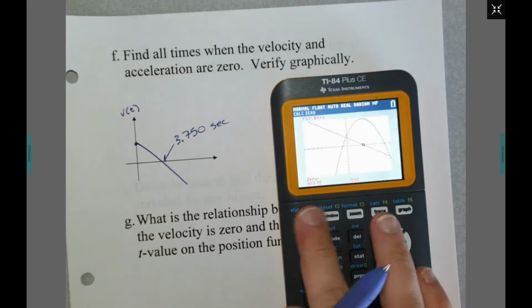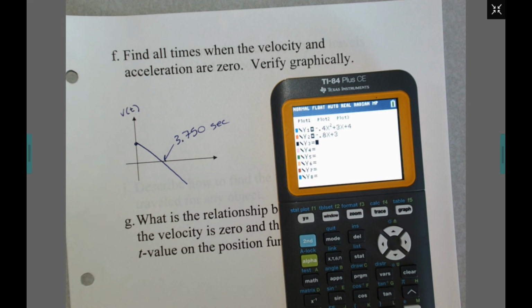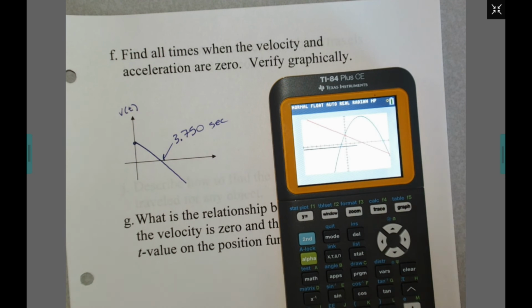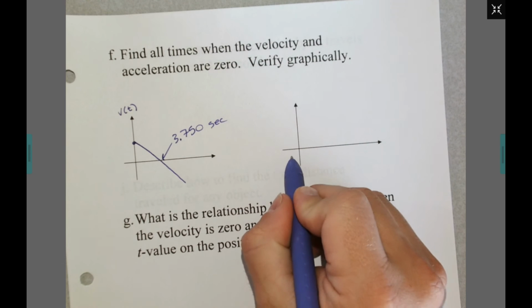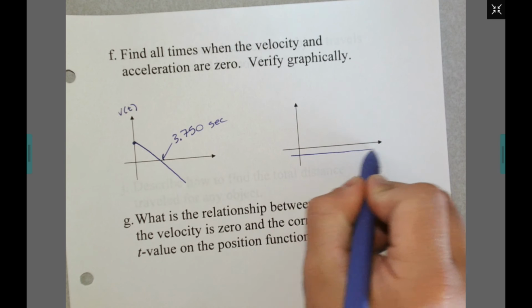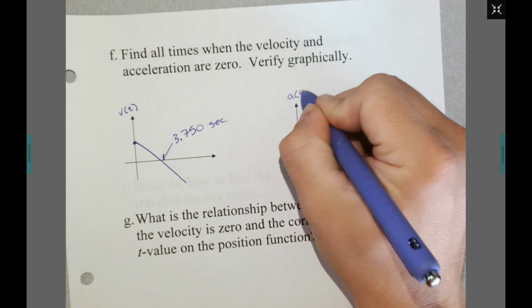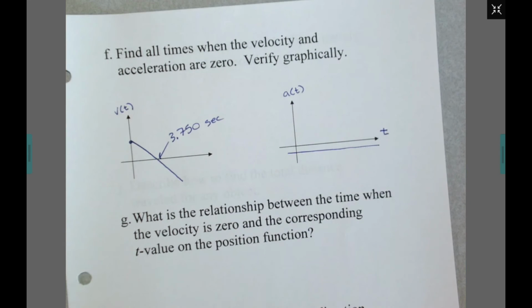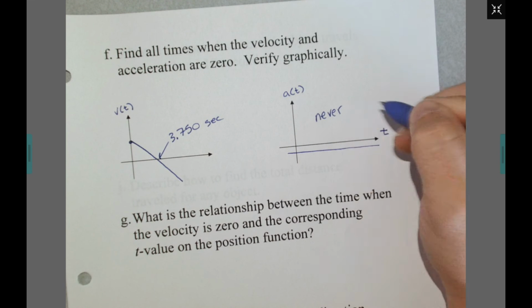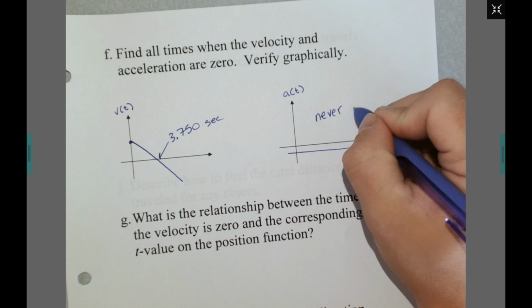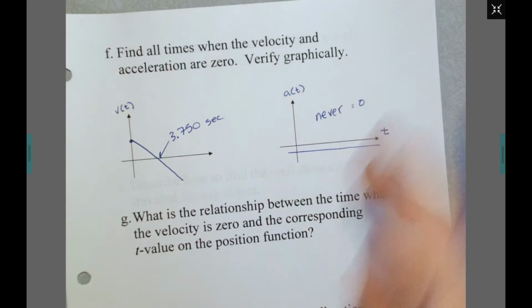As far as the acceleration goes, if I graph that function, it would just be negative 0.8. Go ahead and graph it. It's the black one. You look at it, it is a horizontal line all the way down here. So that's my a of t versus t. That acceleration never changes. It's constant. So it never equals 0 for that.